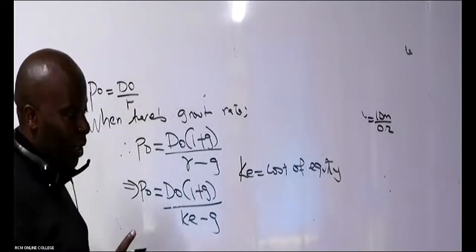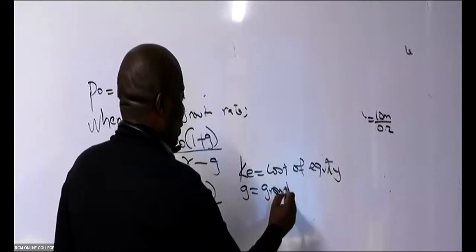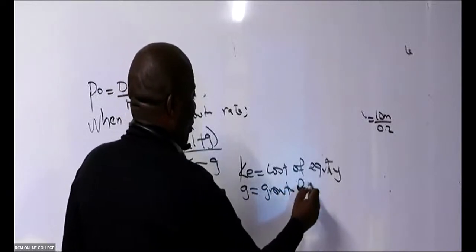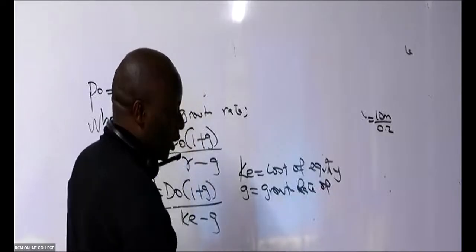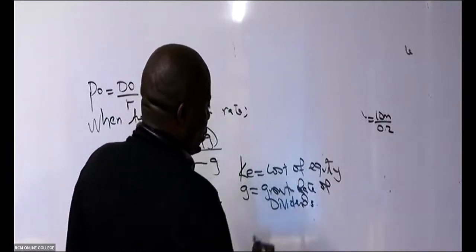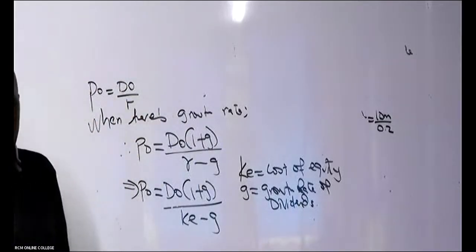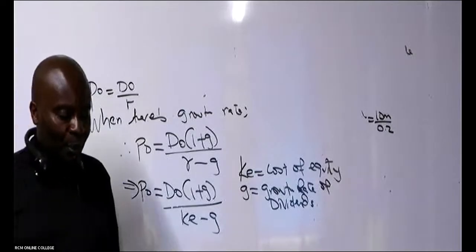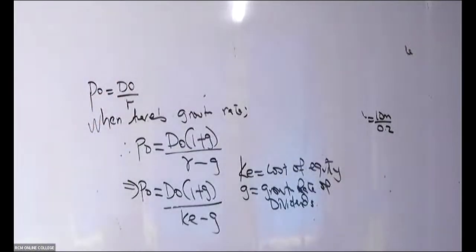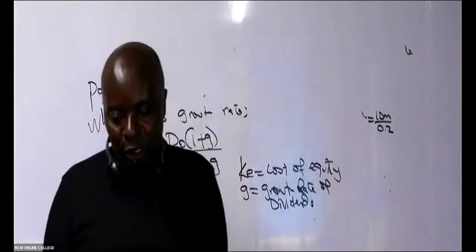And then we have g. g is the growth rate of dividends. Growth rate of dividends. Is that okay, ladies and gentlemen? Have you been able to pick some great concept here?